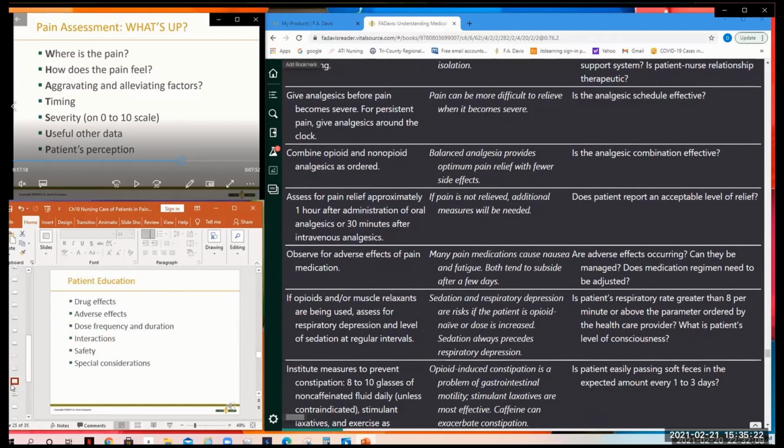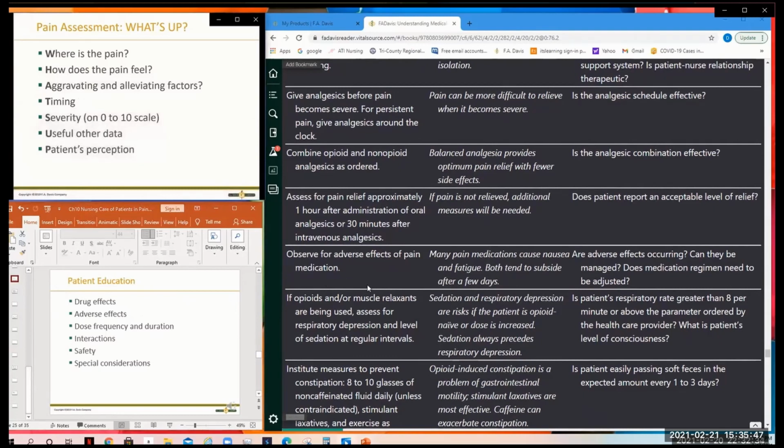Observe for adverse effects of pain medication. Many pain medications will cause nausea and fatigue. Both tend to subside after a few days. Are adverse effects occurring? Can they be managed? Does the medication regimen need to be adjusted?